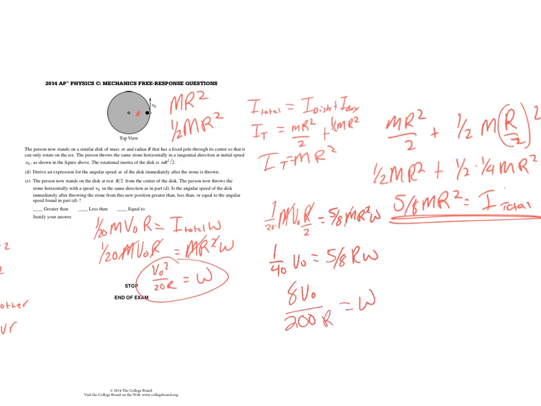And if we reduce that, we get 1/40th? No, I can't do math. 1/25th R. Yeah. So V naught over 25R is equal to omega. Don't know why I put a square here. Sorry about that. There's a square on this one that I don't know why I put.